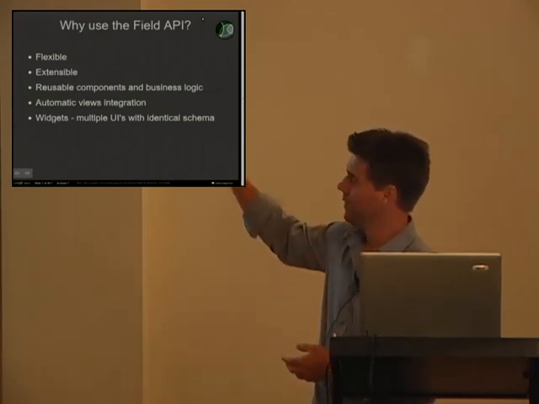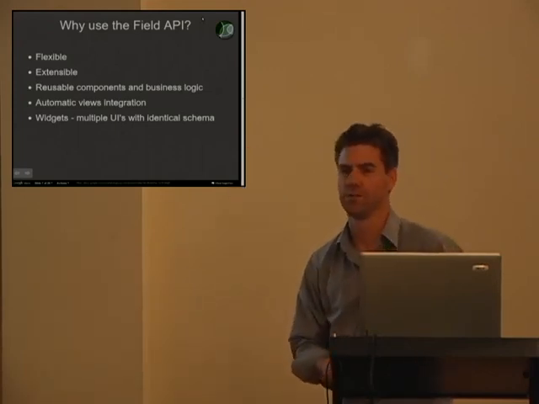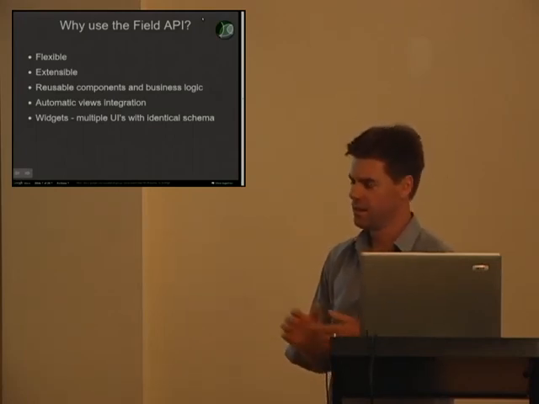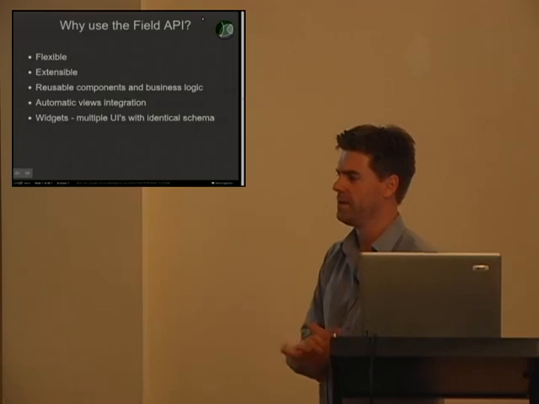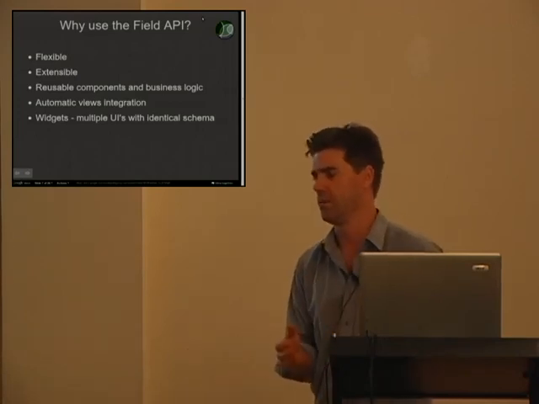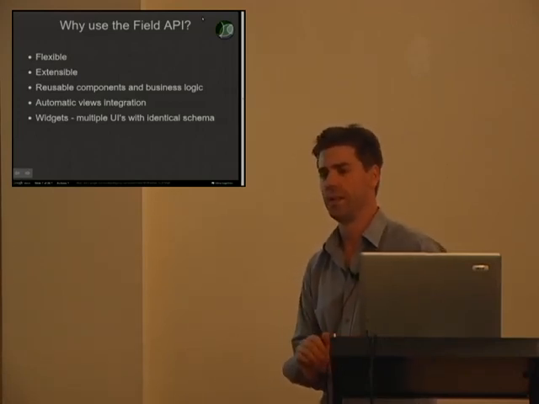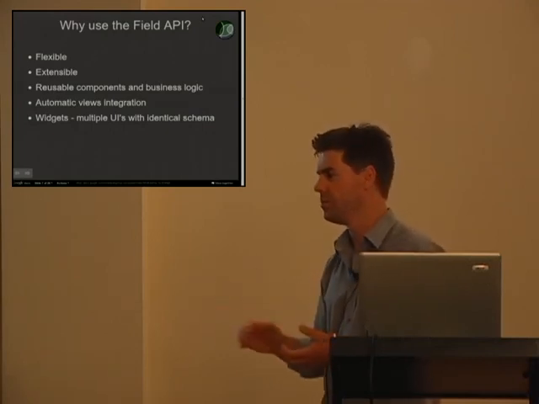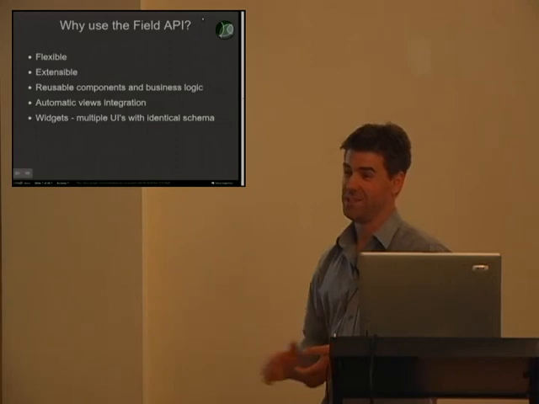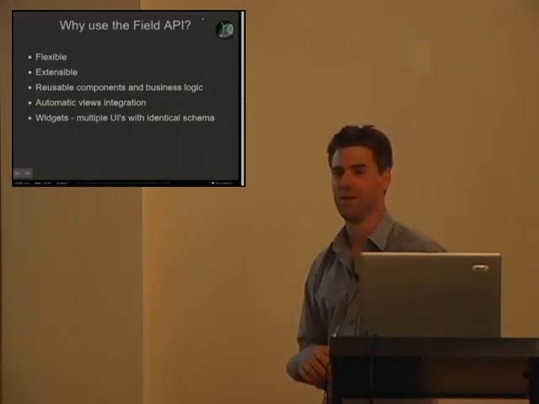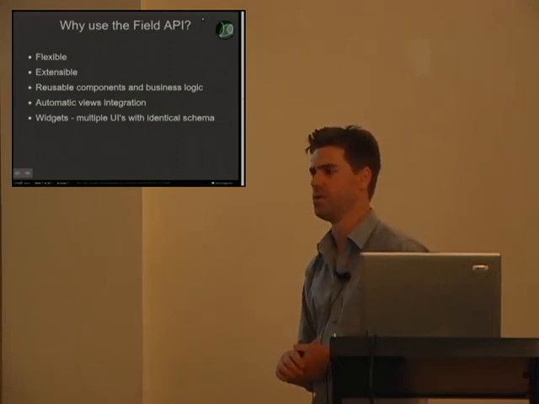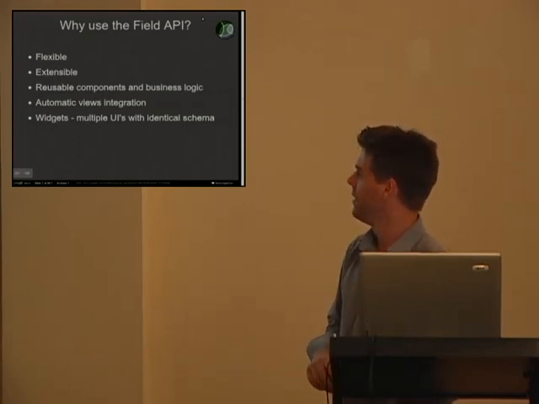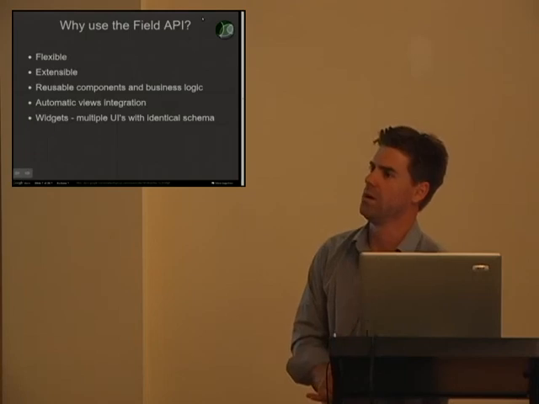But the big one for me is the reusable components and reusable logic. If you've got particular business logic that you can encapsulate in a form element and you need it for multiple entity types or for multiple bundles, then the field API is the way to go there because it's transferable. The views integration is nice. We spoke about the last one about implementing hook views data. If you went the custom route, you'd have to do that all on your own. And then the widgets is a nice add as well.